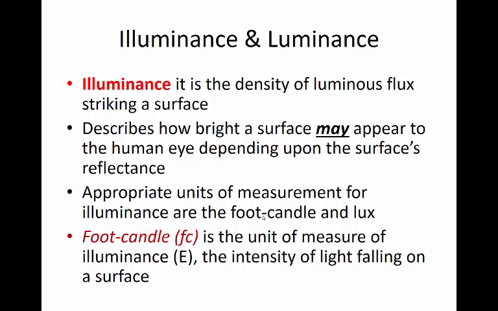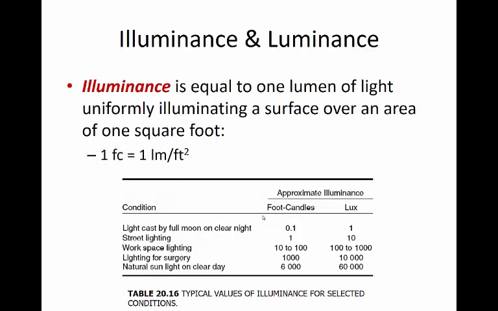We have to look at the appropriate units for measurement for this, and for that we use what are called foot candles and lux. So some of you might have heard foot candle before. It ties back to that image of the single candle being projected out onto that 1 foot radius sphere over a 1 square foot area. That's a foot candle. So illuminance, when we talk about it, is equal to 1 lumen of light uniformly illuminating a surface over an area of 1 square foot. So 1 foot candle equals 1 lumen per square foot.